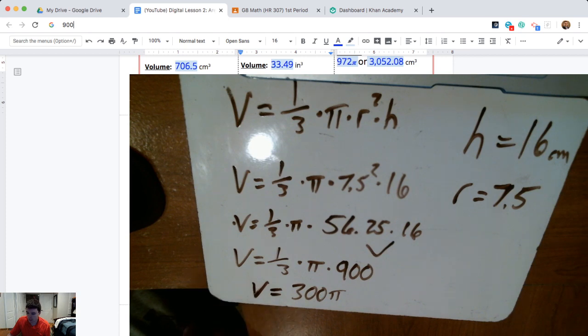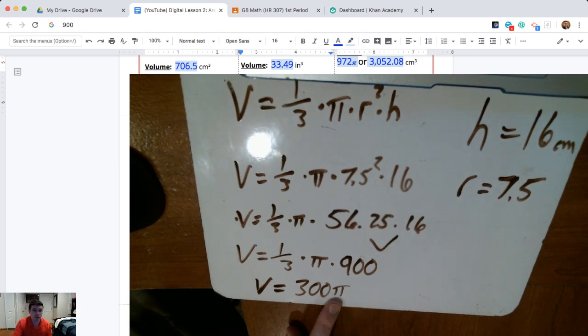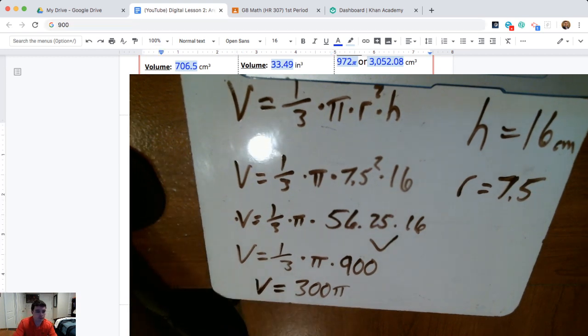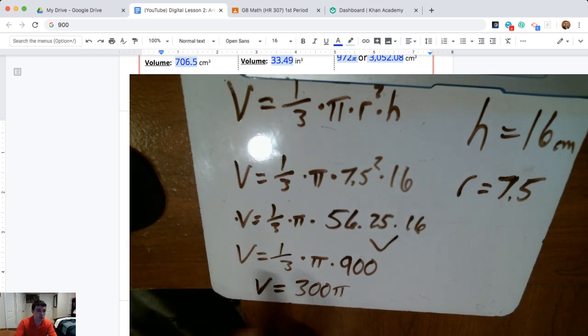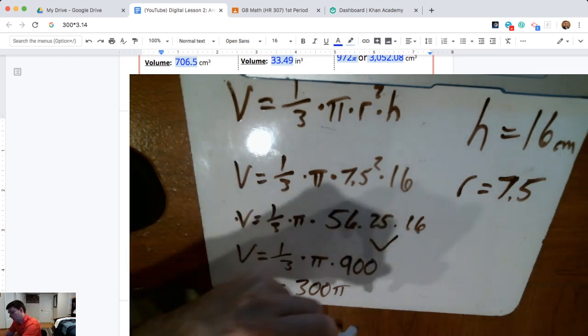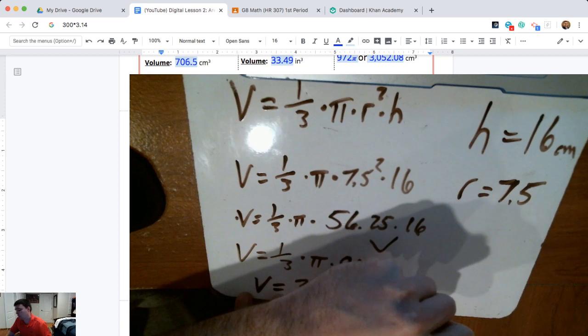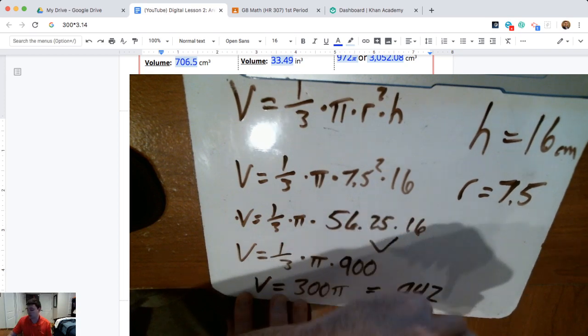That 300, remember, still needs to be multiplied with pi. So our final answer could either be 300 pi, which would be providing an exact answer using pi. Or our final answer could be the result of 300 times 3.14, or 300 times pi, which gives us 942 when we do the 300 multiplied by 3.14.